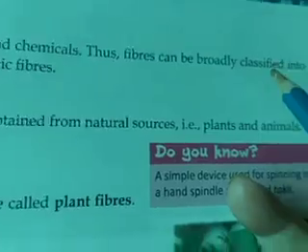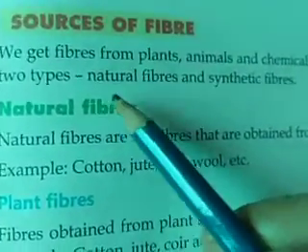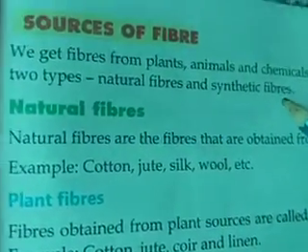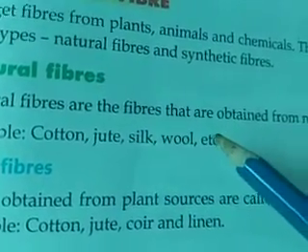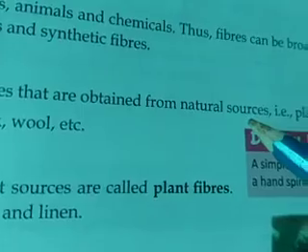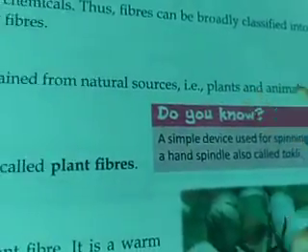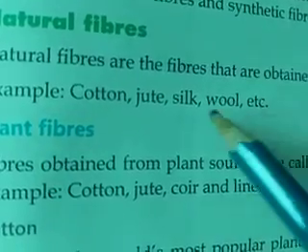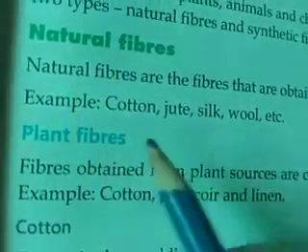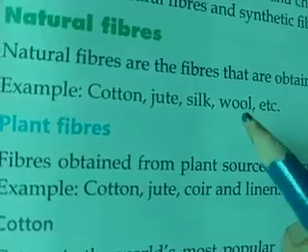Thus fibers can be broadly classified into two types, natural fibers and synthetic fibers. Natural fibers means the fibers that are obtained from natural sources, that is plants and animals. Example, cotton, jute, silk, wool, etc. Cotton and jute we get from plants, silk and wool we get from animals.